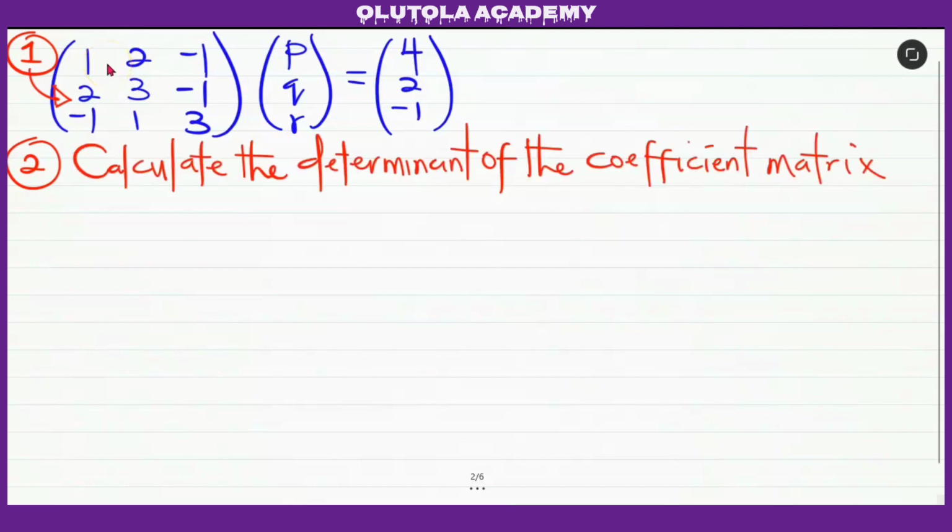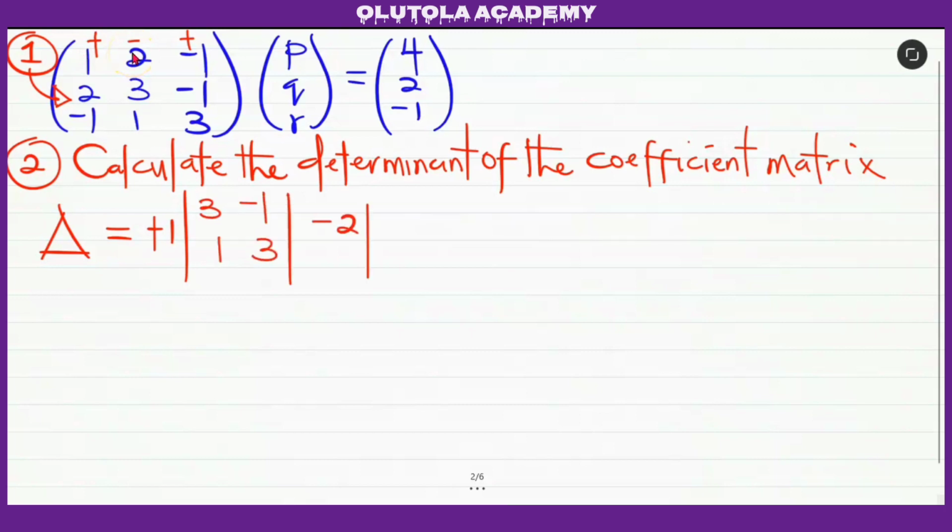Step 2, calculate the determinant of the coefficient matrix. I will call it theta, equals, the sign convention is positive, negative, and positive. Then I pick the first one here, that's 1, so that's a +1. Then the cofactors now, I get that by closing the first column and the first row, and I'll have the 2 by 2 determinant to be 3, -1, 1, 3, -2. Now I'll close up this and this, that will be 2, -1, -1, 3.